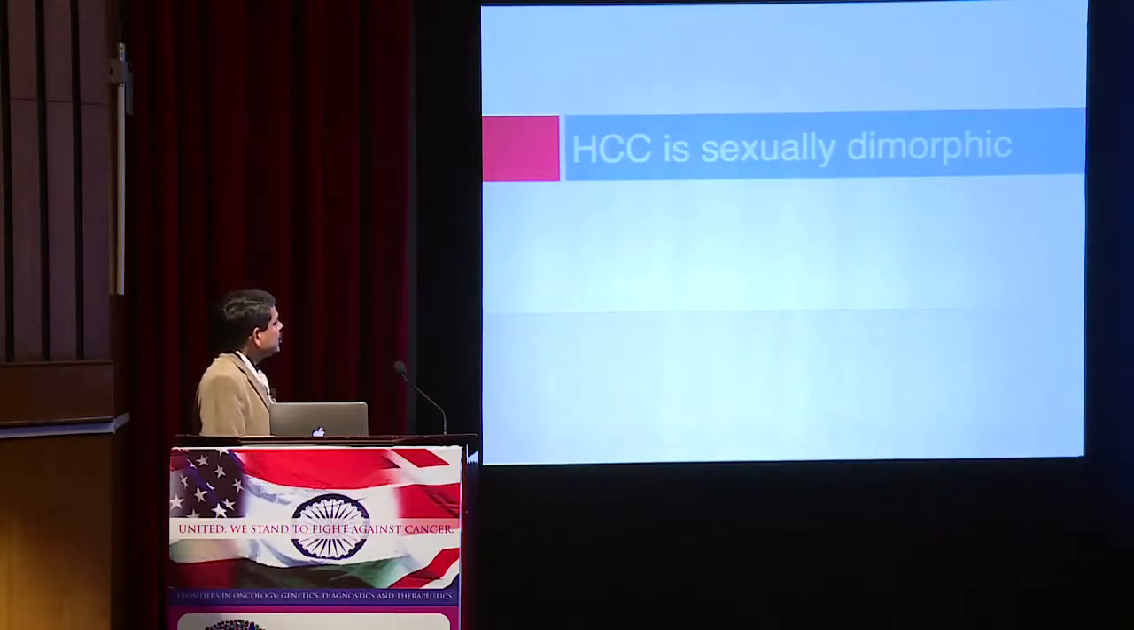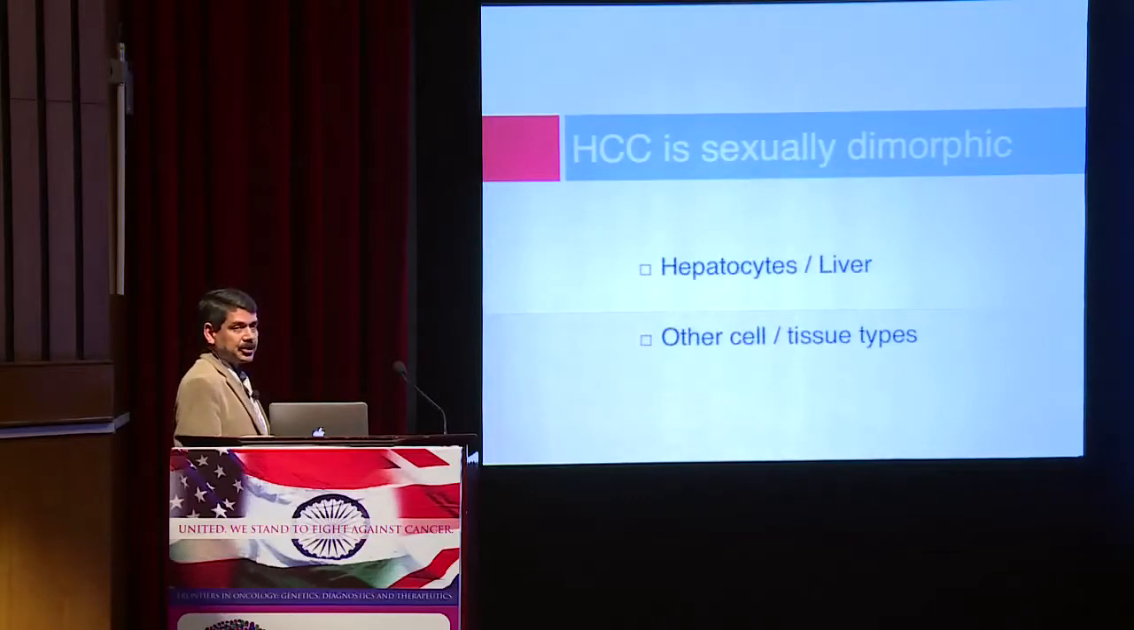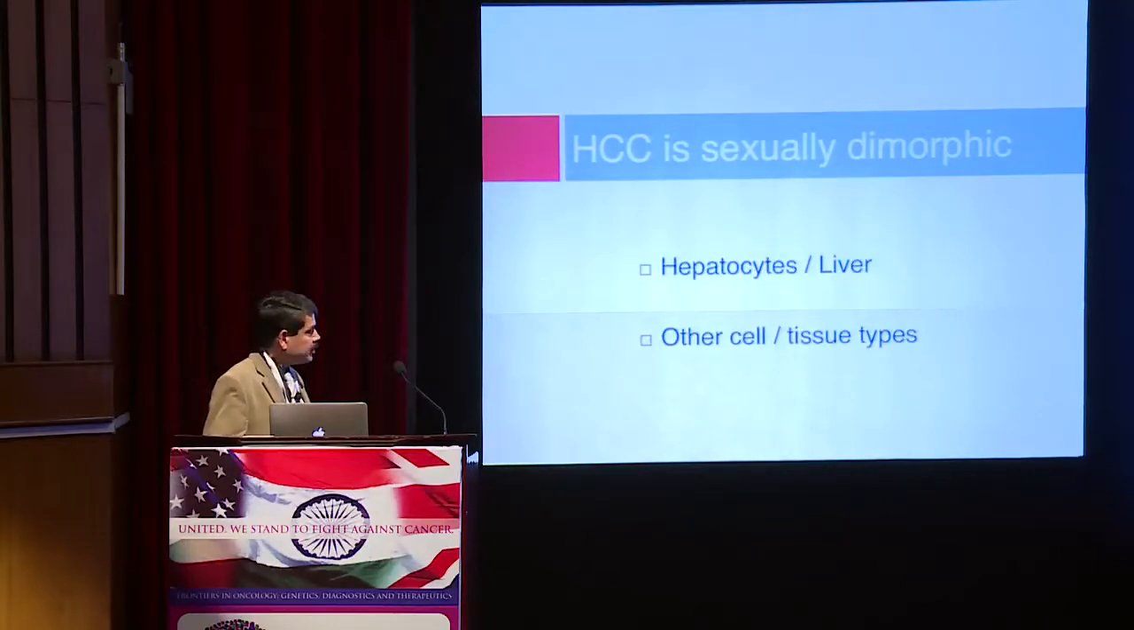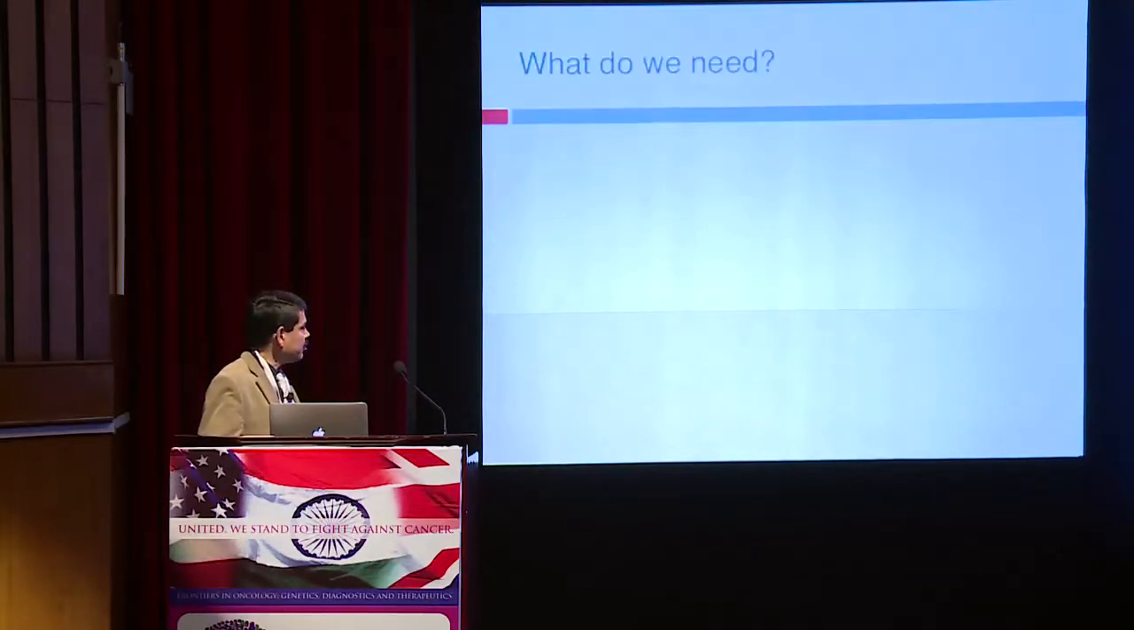And this is further complicated by the fact that the HCC is sexually dimorphic. You have seen that already in previous slides. We know that it's related to sex steroids, but what we don't know is the mechanism, how sex steroids lead to sex differences in HCC incidence. The focus has always been on hepatocytes and liver, but we don't know whether other cell types and tissue types are also involved in the sex differences in HCC incidence. And I will give you some data on that.